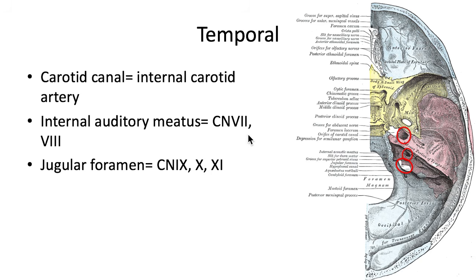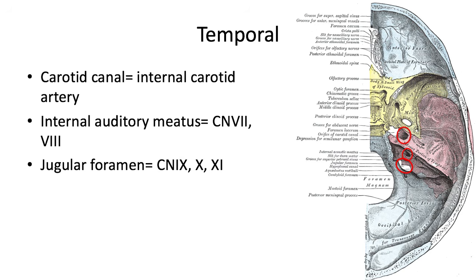We have the internal auditory meatus, which is right here on the other side of that mountain, the petrous portion of the temporal bone. This one transmits both cranial nerves 7 and 8. Then we have the jugular foramen, which transmits cranial nerves 9, 10, and 11.